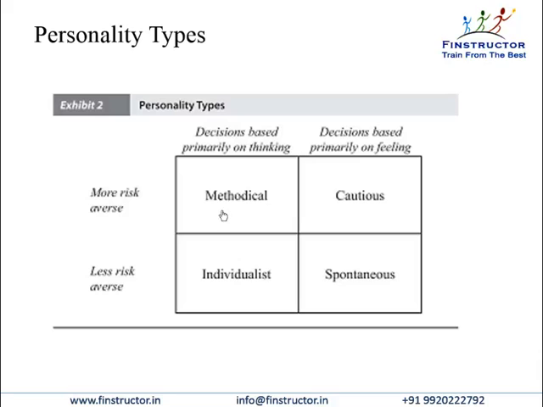So once again, methodical and cautious fall on the more risk-averse side. For the methodical investor, decision is primarily based on thinking. For the cautious, it is primarily on feeling and not so much on research. The individualistic and spontaneous investors are less risk-averse. The individualist, however, has his decisions primarily based on thinking. The spontaneous mainly trades on feelings and new trends.